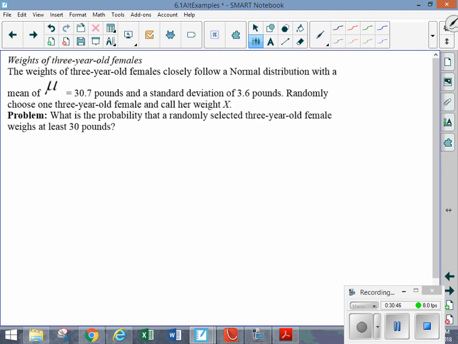Alright, the weights of 3-year-old females will closely follow a normal distribution with a mean of 30.7 pounds and a standard deviation of 3.6 pounds. Randomly choose one 3-year-old female and call her weight X. What is the probability that a randomly selected 3-year-old female weighs at least 30 pounds? Okay, it just said normal distribution, mean 30.7, standard deviation 3.6.